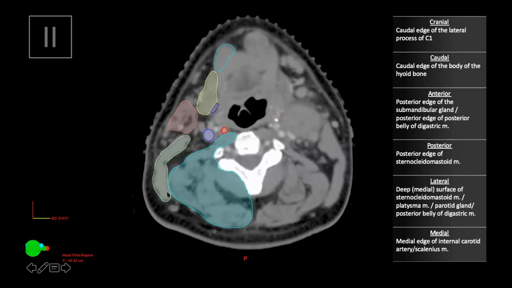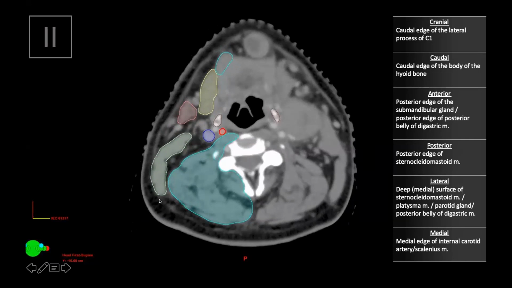So as you can see over here, this space is bounded laterally by the sternocleidomastoid and by the parotid at this level, anteriorly by the submandibular gland, and over here by the posterior belly of the digastric. Medially, include the vessels, both the internal carotid and the jugular vein, and exclude the paravertebral muscle. Posteriorly will be the posterior border of the sternocleidomastoid. So this is your level 2.